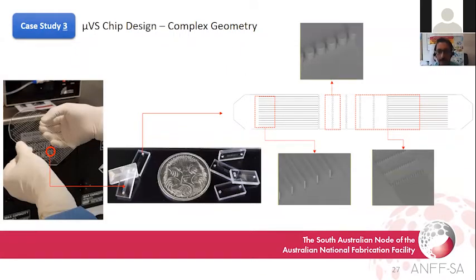This is the microfluidics design for this purpose. The design is very complex. You can compare the size of the chip here with an Australian 5-cent coin, which you can see is probably half of a 5-cent Australian coin. Here is a more zoomed-in view of the design with an SEM image of the feature.